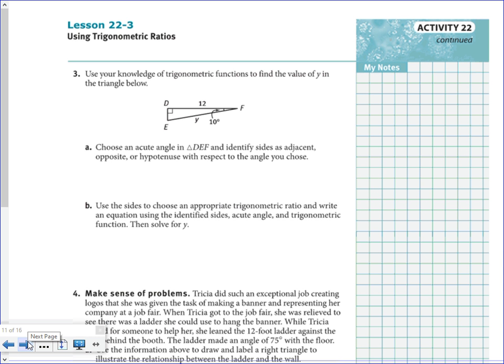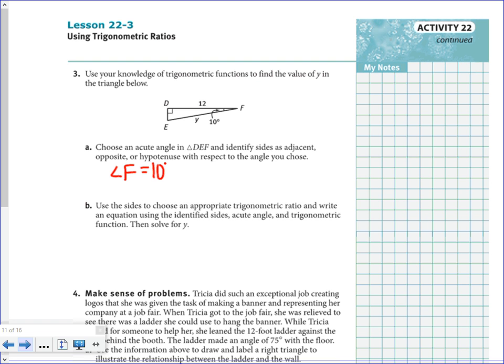I want you again, pause the video and see if you can work through this one yourself. You want to find the value of y. So choose an acute angle. So I'm going to pick the 10, that angle F, because that's the angle that they gave me. However, if you wanted to pick angle E, that is 80 degrees, because again, those 2 angles are complementary, you absolutely could. So I'm going to pick angle F, which is 10 degrees.